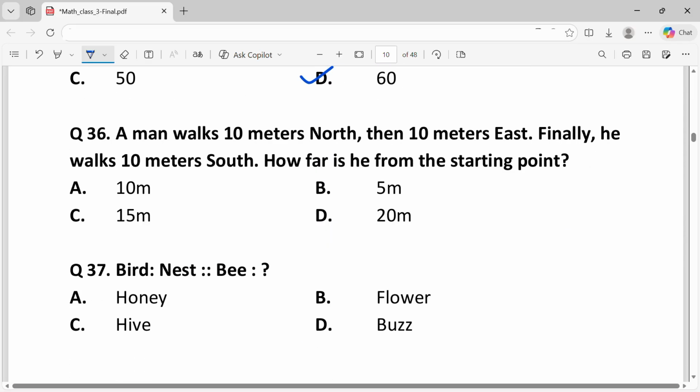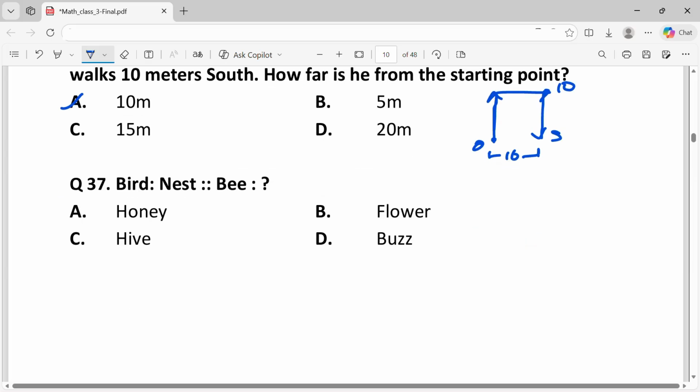Question 36. A man walks 10 meters north, then 10 meters east. Finally, he walks 10 meters south. How far is he from the starting point? Drawing a map, the man from his initial point O walks 10 meters north, then 10 meters east, and then 10 meters south. So finally, he is 10 meters from his starting point. That is option A.